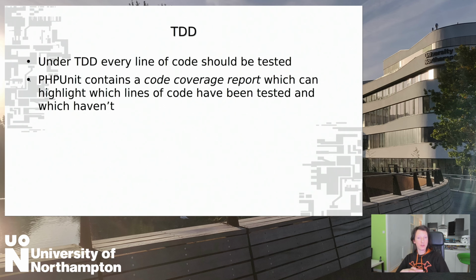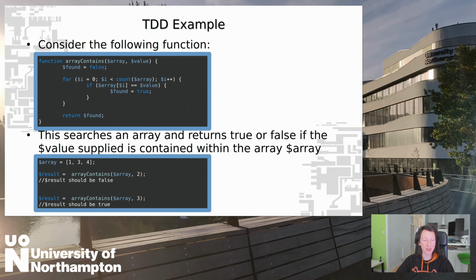One of the issues with writing tests is that how do you know the tests are correct and covering every possible permutation? One of the ways you can do this is generating something called a code coverage report. And this allows you to see which lines of code in the function you're testing have been run as part of the test process. I've given you a simple example of a function here that takes an array and a value and returns true or false depending on whether the value exists in the array.